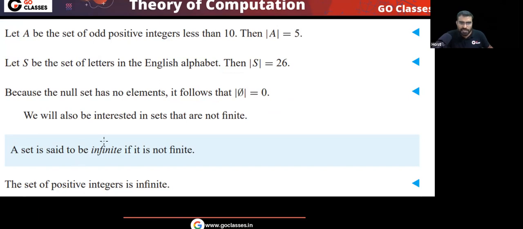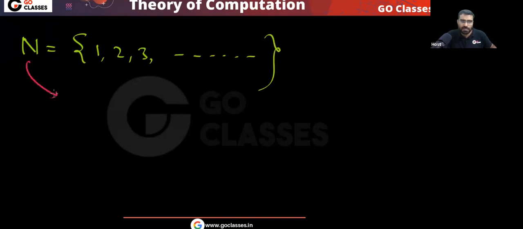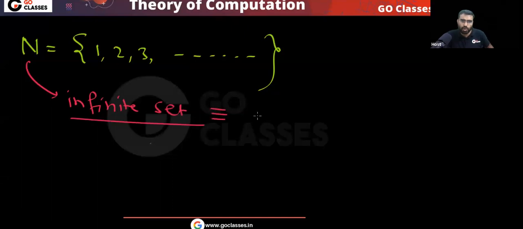When can I say a set is infinite? If it is not finite. For example, the set of positive integers is infinite. When I say infinite set, what does that mean? Infinite set simply means not finite. This set is not finite. Is this clear? Very simple.